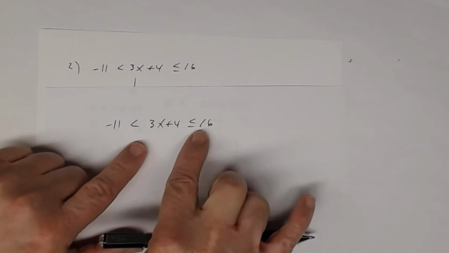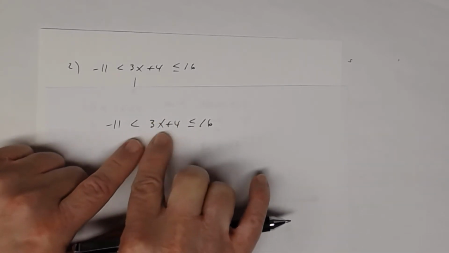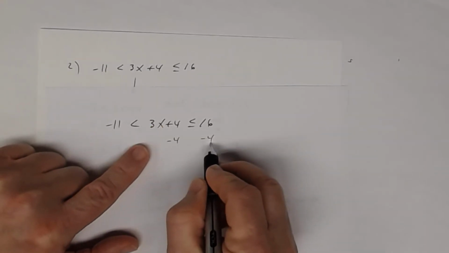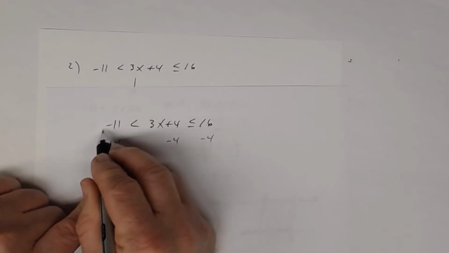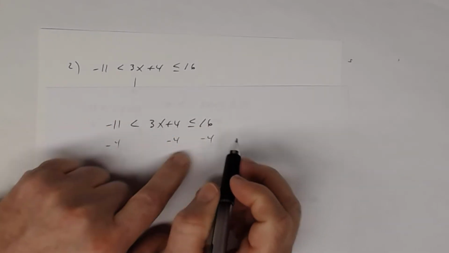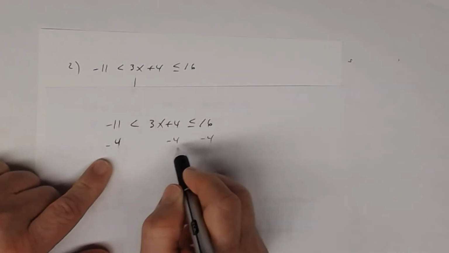But when it's written like this, I can easily get x by itself. And so to get x by itself in the middle, all I've got to do is subtract 4 from all parts, just like this. Remember, there are 3 parts: 1, 2, 3. A left, a middle, and a right. So you're going to subtract 4 from all 3.